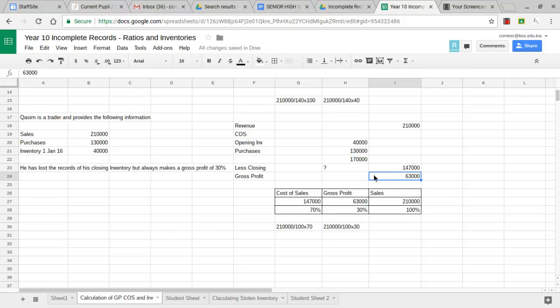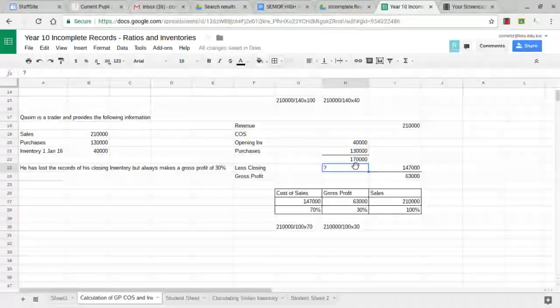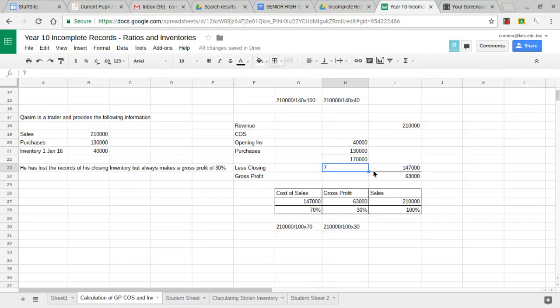And when I've done that, as with last time, I've already put all the other information into my trading account. I know that 40,000 plus 130,000 is 170,000. So that's my subtotal. And then what I need to do is subtract the closing inventory from 170,000 to give me 147,000. So I know that that figure has got to be 23,000.